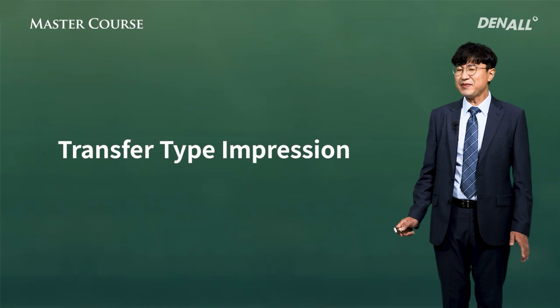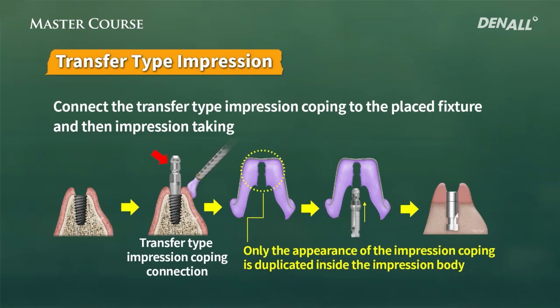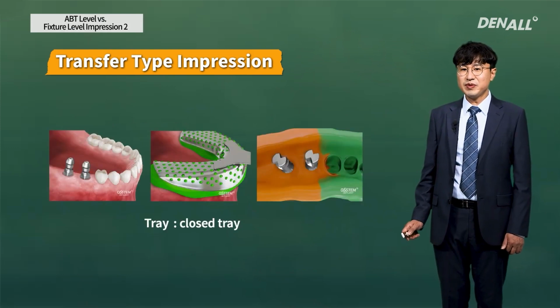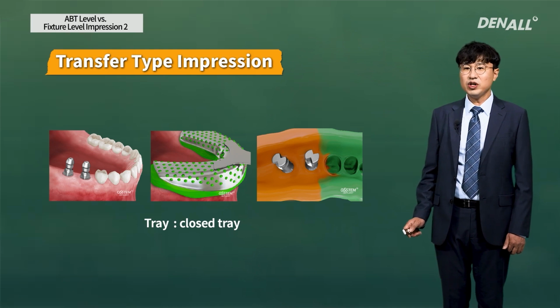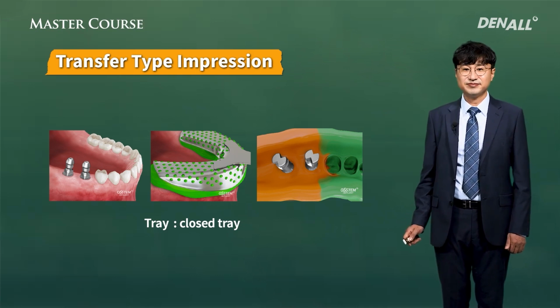Of the fixture level impression, the one that I use most often is transfer type impression. Red arrow indicates transfer impression coping. You might not again understand what it is if you see it for the first time, but by seeing the next slide and videos you'll gain more understanding. If you use this type of coping, unlike the pickup impression coping, you don't have to use a tray with a hole. You can use closed tray, like any tray that you use for taking impression of natural teeth.